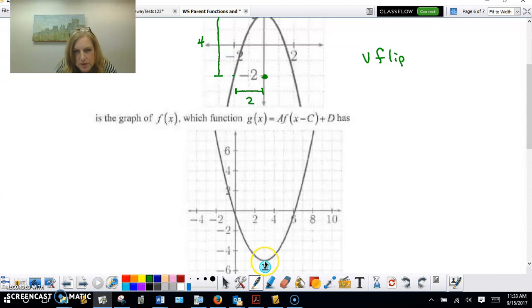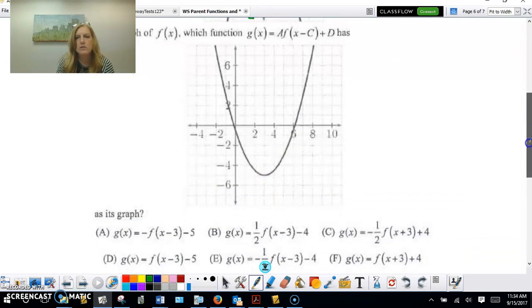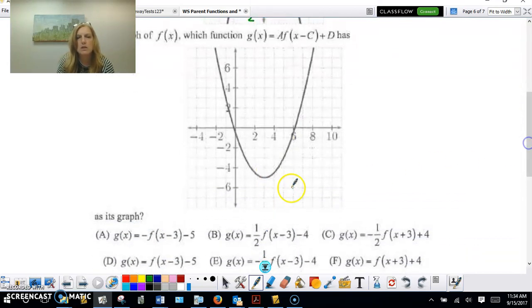Maybe let's look at this. If I go over 1, 2, 3, and then up 1, 2, 3, 4. See how I now have over 3 up 4? So I'm going to say that there's going to be either horizontal or vertical. Let's say I can go over 1, over 2, up 1, 2. So maybe it's half as tall. So maybe we'll go with half as tall as what it used to be. And so I've got a vertical flip and half as tall.